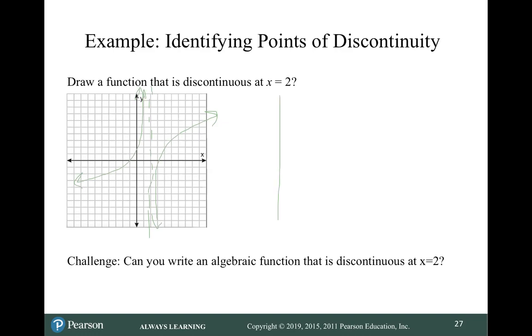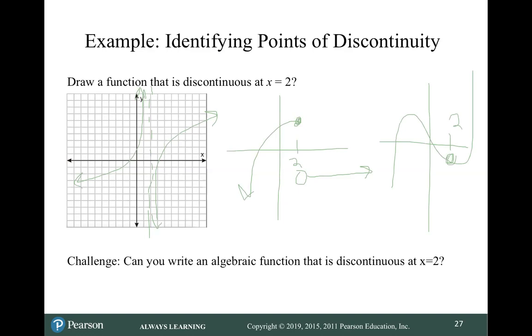You could also have chosen to do a jump discontinuity. If this is 2, I can have a graph that goes like this. And then remember, I want this to be a function. So if one point is filled in, the other point should be hollow. Or I could have done a removable discontinuity. I could do something like this. And then where x is 2, I put in a hollow circle to denote that that point is discontinuous.